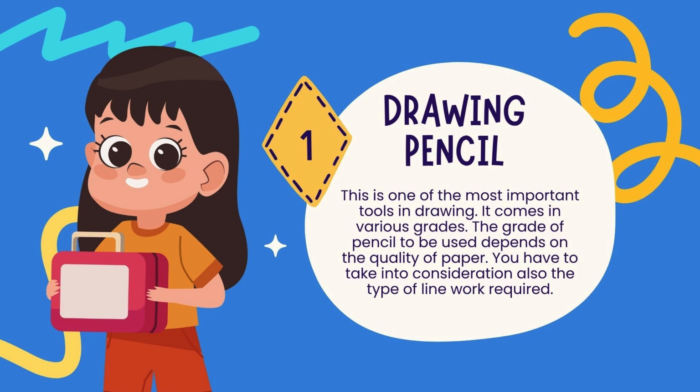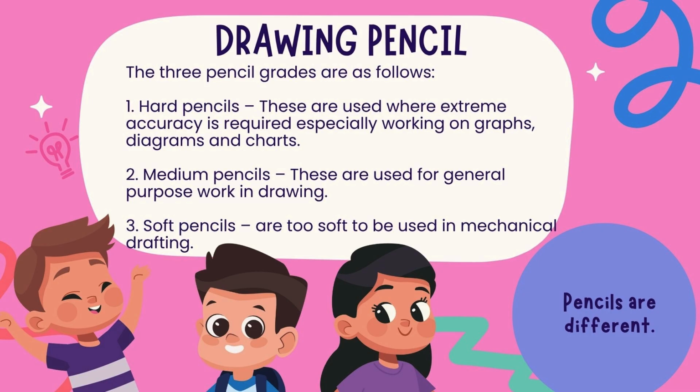It comes in various grades. The grade of pencil to be used depends on the quality of paper. You have to take into consideration also the type of line work required. The 3 pencil grades are as follows. 1. Hard pencils. These are used where extreme accuracy is required, especially when working on graphs, diagrams and charts. 2. Medium pencils. These are used for general-purpose work in drawing. 3. Soft pencils are too soft to be used in mechanical drafting.